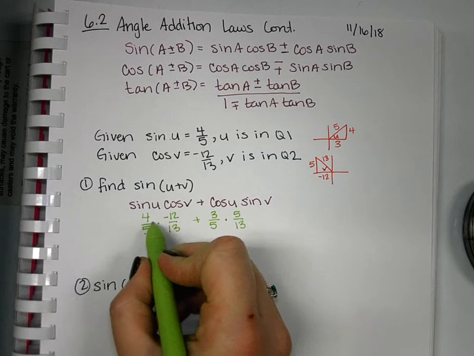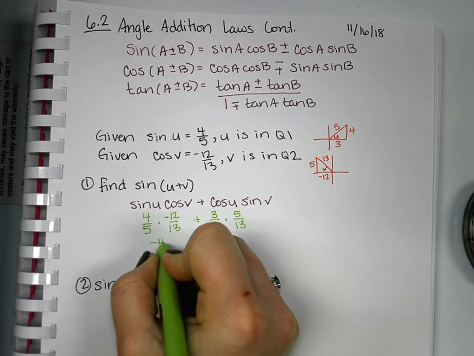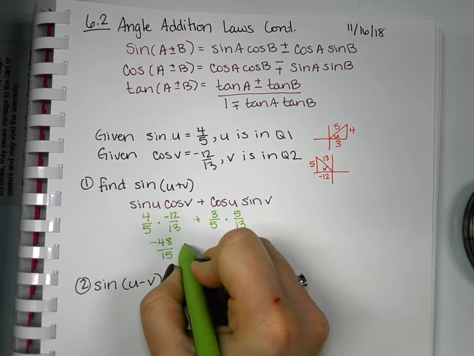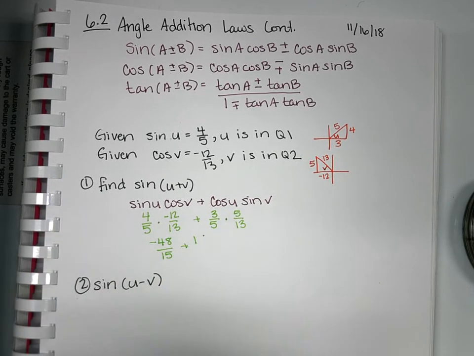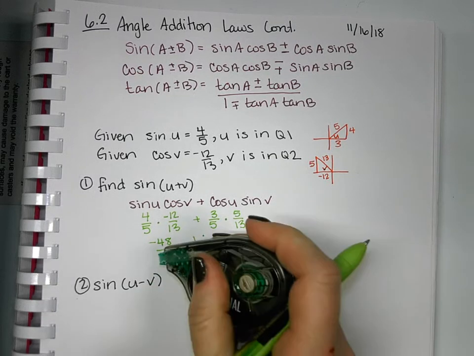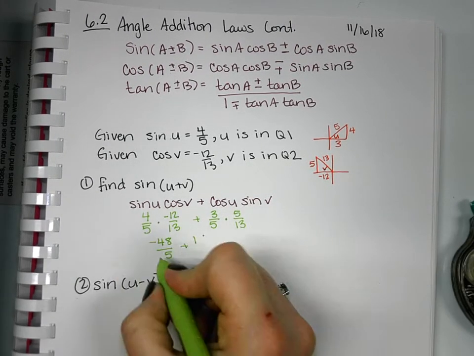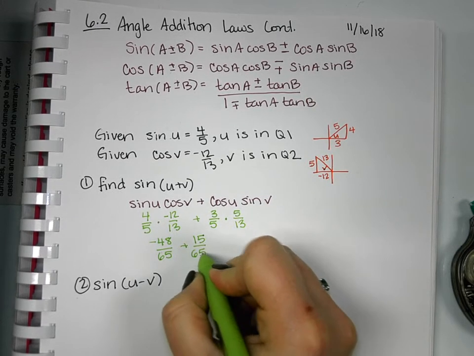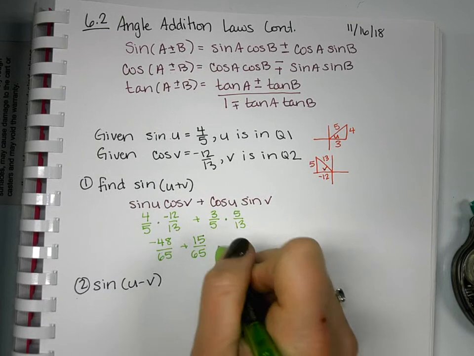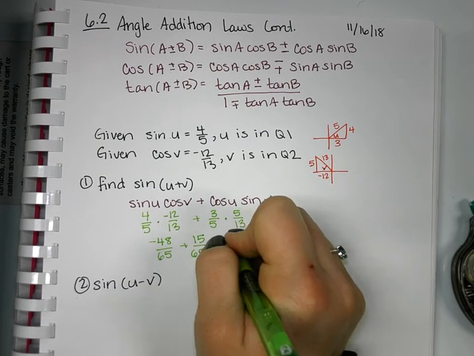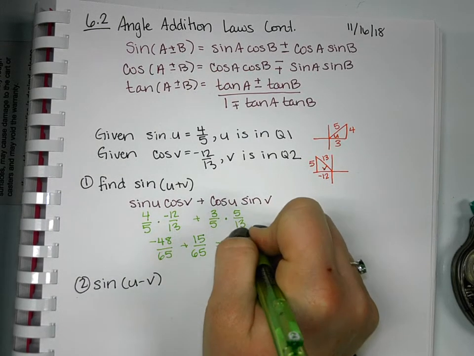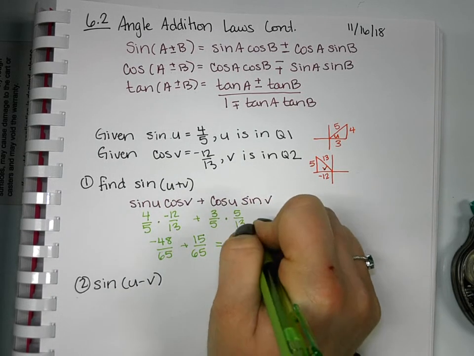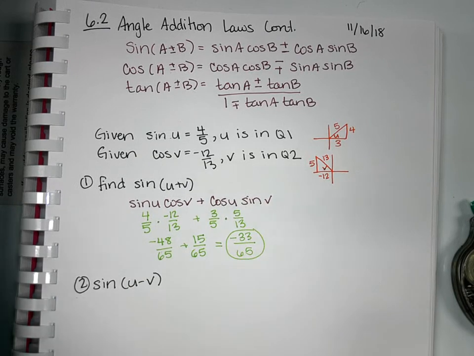So if I go ahead and just multiply my fractions, I'll get negative 48 over 65 plus 15 over 65. So now I do have my common denominator, so I can add them together, and my trig value for sine of u plus v has an exact value of negative 33 over 65.